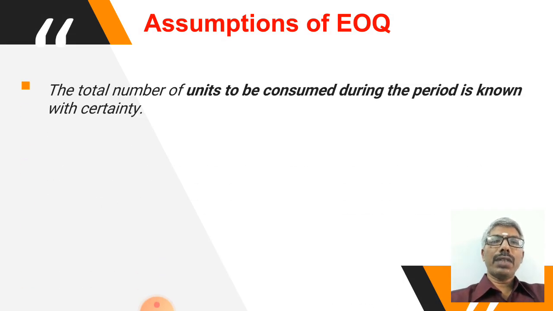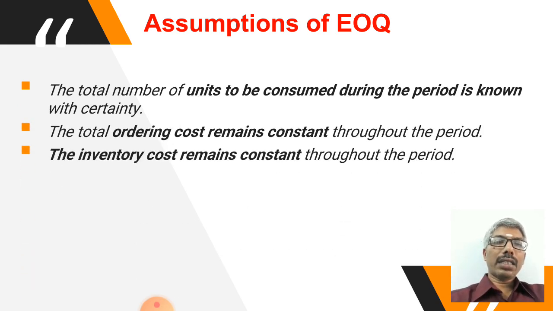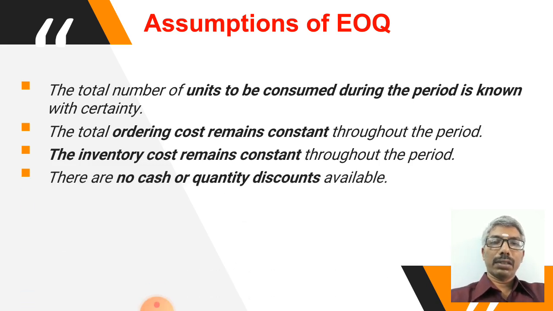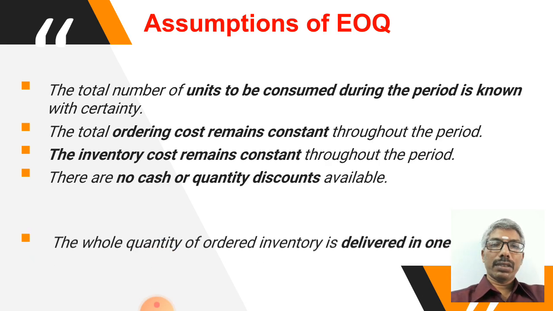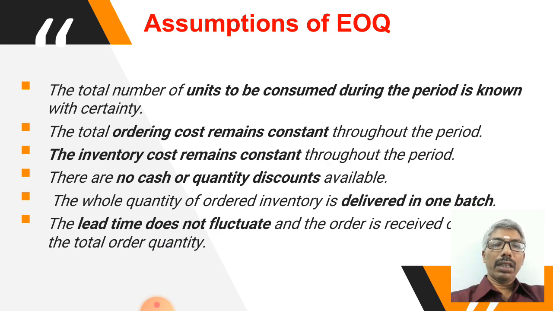The assumptions of EOQ. The number of units to be consumed during the period is known with certainty. The ordering and the carrying cost remain constant. There are no cash or quantity discounts. The whole quantity of order of inventory is delivered in one batch. The lead time does not fluctuate.